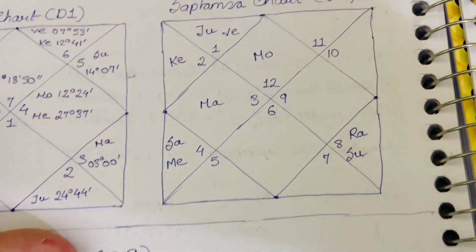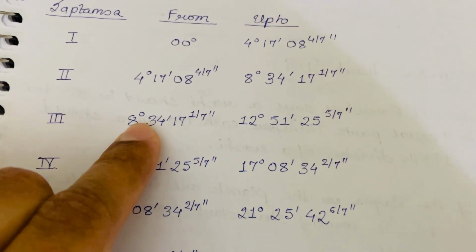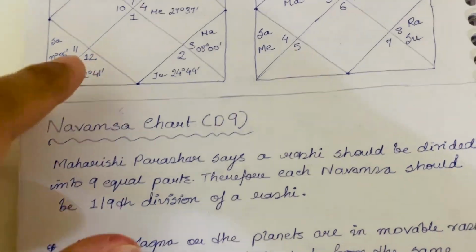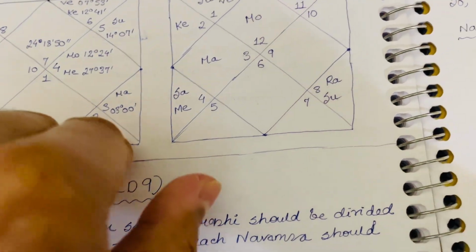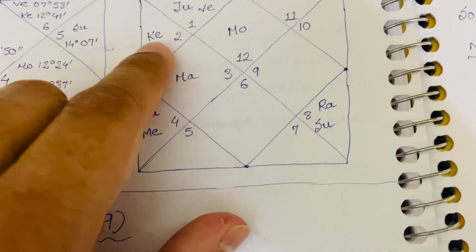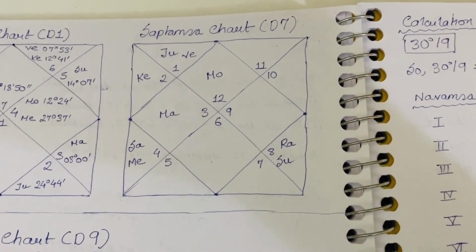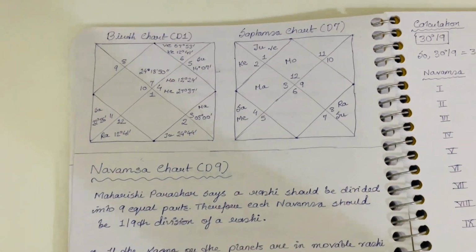And Ketu is at 12 degree 41 minutes, which is falling in the third Saptamsha bracket. So counting will be 3 from here: 1, 2, 3. Ketu will come in the sign of Taurus in the Saptamsha chart. So that's how a Saptamsha chart is manually calculated and created.